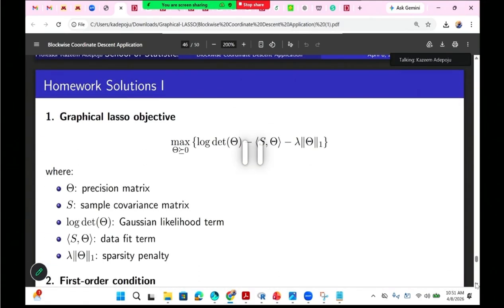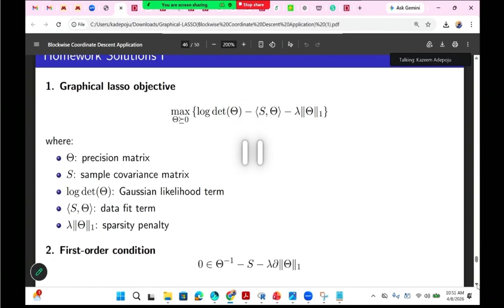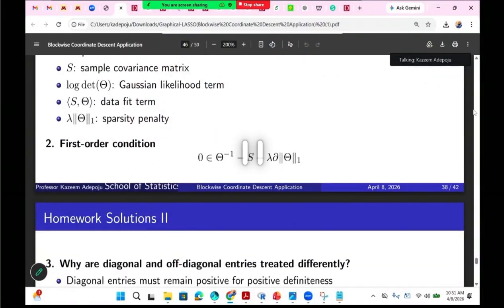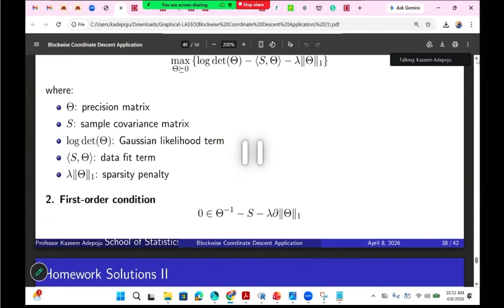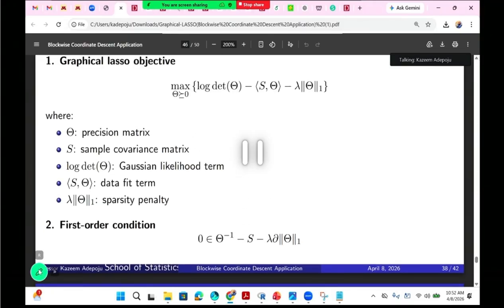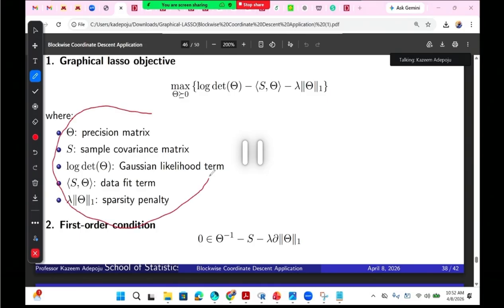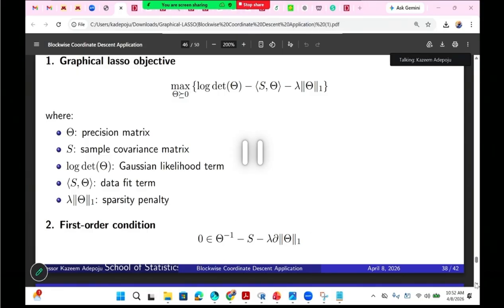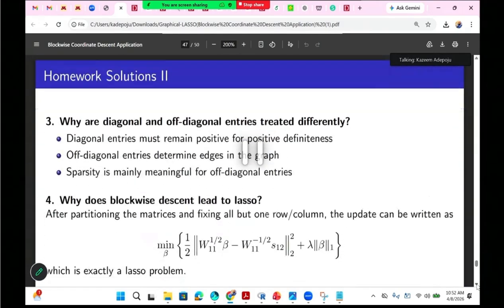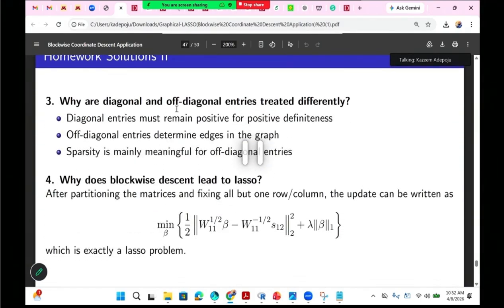This is the graphical lasso objective. That is the first. When I gave the graphical lasso objective, I also gave the definition of each term. We don't just write a model without telling us what each term represents in the model. Then the first order condition comes after differentiating, after performing the first derivative on that.